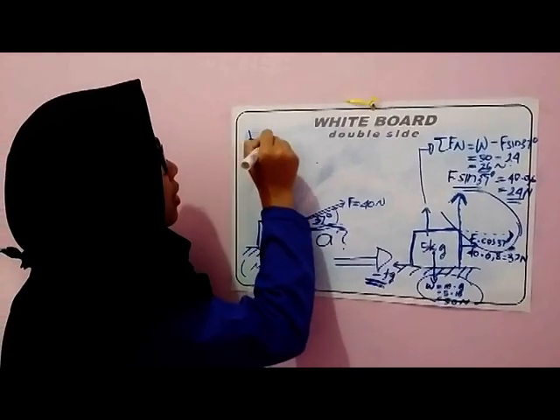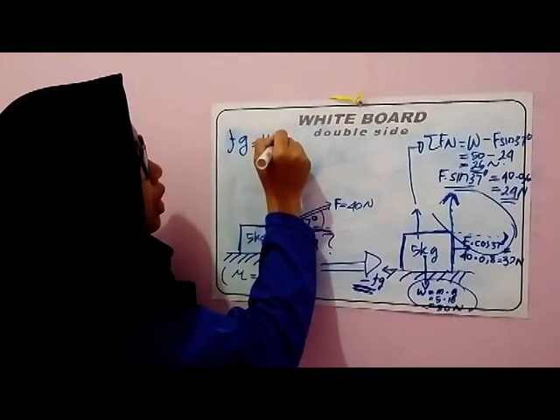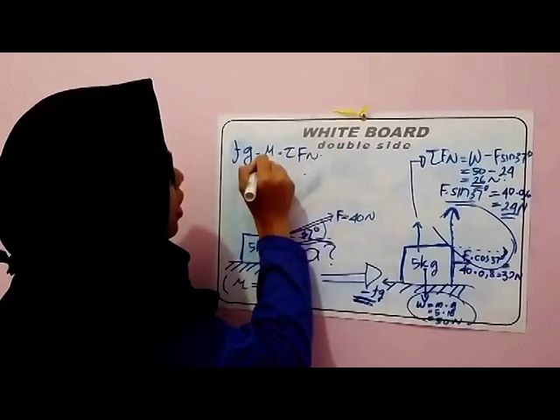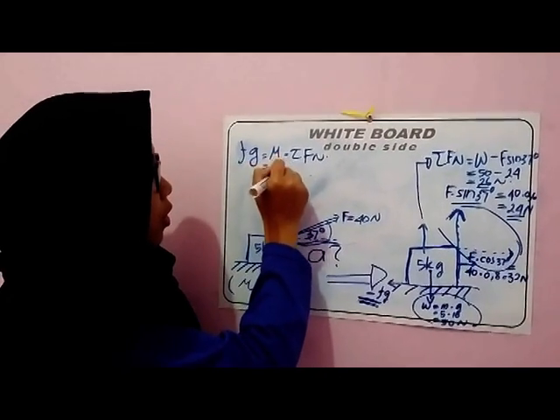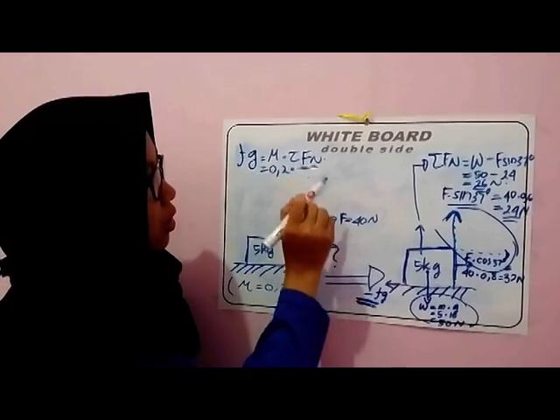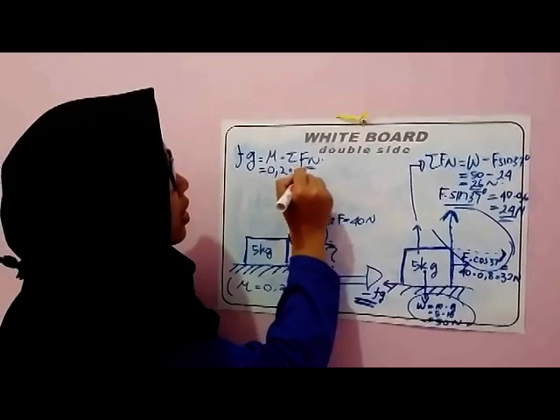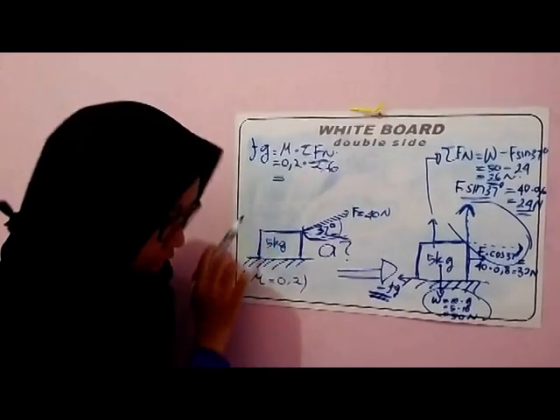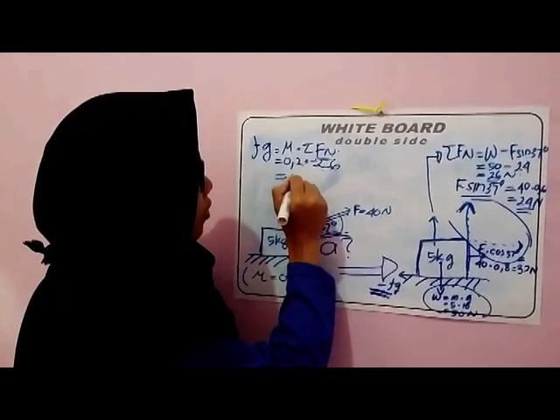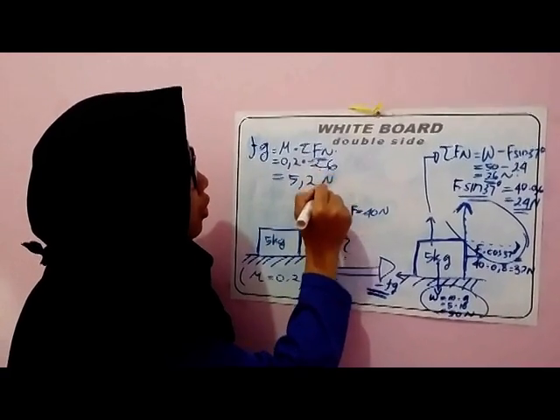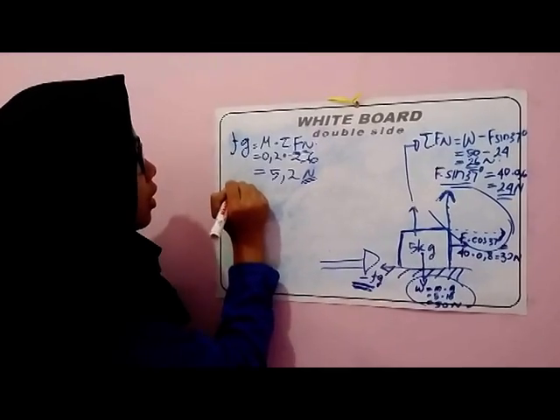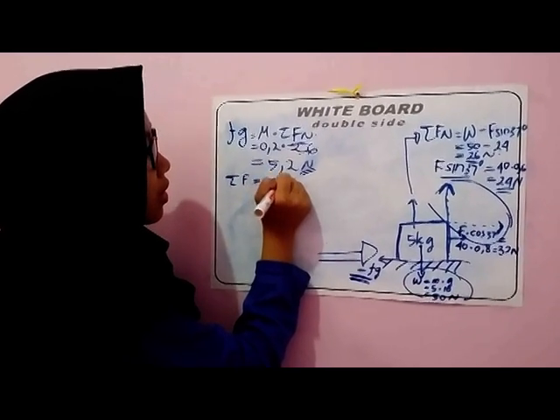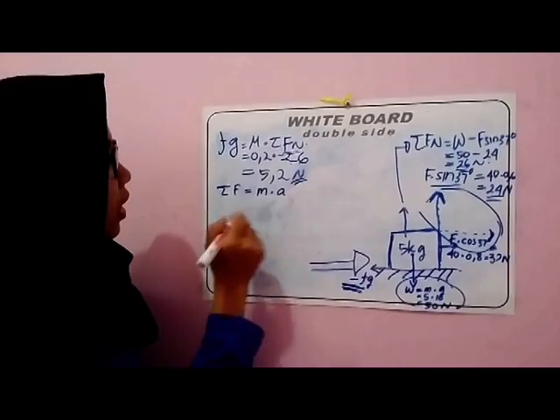The value of friction is equal to mu times total normal force, and the mu is 0.2 times total normal force, which is 26, and friction is equal to 5.2 Newton.